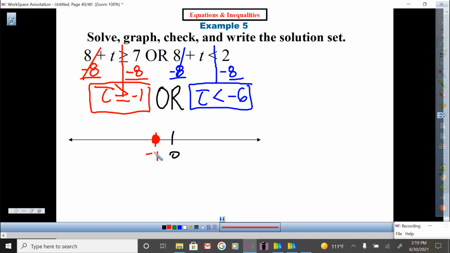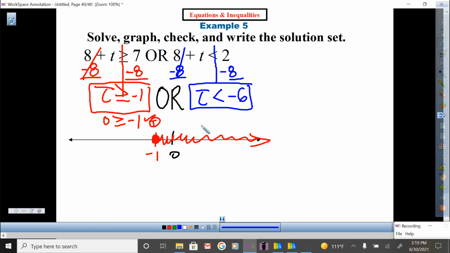So, what are we going to test to see which direction? The 0, yes? So instead of t, I write 0 greater than or equal to -1. Is 0 greater than or equal to -1? Yes, so I'm going to shade towards 0. Towards 0. And yes, this is true. And we already checked, by the way. For these or, that's going to be our check, okay?